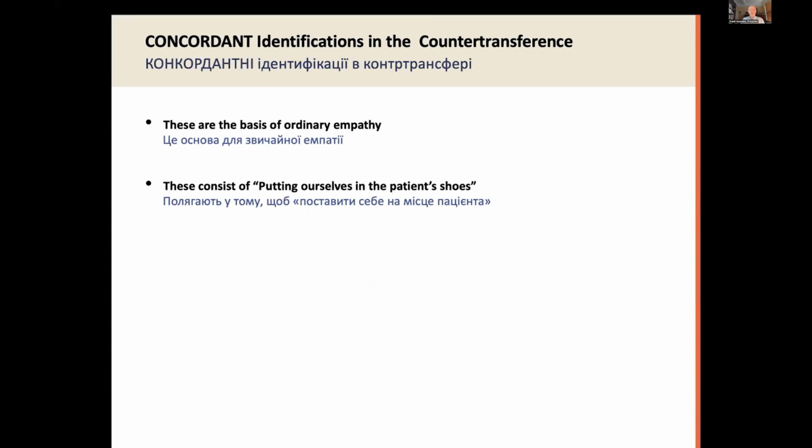Concordant is putting ourselves in the patient's shoes. I'm going to give Dr. Kernberg's simple example of concordant countertransference and complementary countertransference. A young man who's in college, trying very hard to succeed in his studies, but having difficulty, comes in and says, you know, that exam I was studying so hard for, I failed the exam, I feel terrible. And your countertransference is, oh, I feel terrible. He was trying so hard and he didn't pass it. That's putting yourself in the patient's shoes.